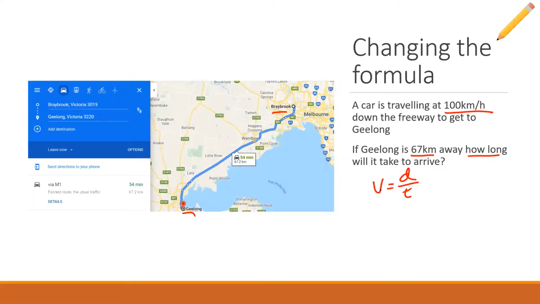Now to work out T, we're going to have to manipulate this equation. Or is it like when you flip it? Yeah, we could flip it.